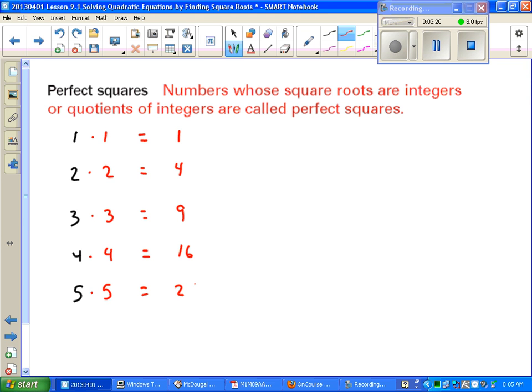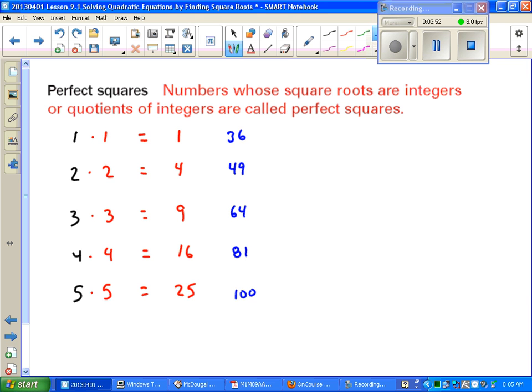But most often, you'll deal with the first 10 numbers. You'll deal with numbers through 100. So 1, 4, 9, 16. If you multiplied 6 times 6, you'd get the next perfect square, which would be 36. 7 times 7 would be 49. 8 times 8 would be 64. 9 times 9 would be 81. And then 10 times 10, which would be the other one you'll primarily deal with, is 100.